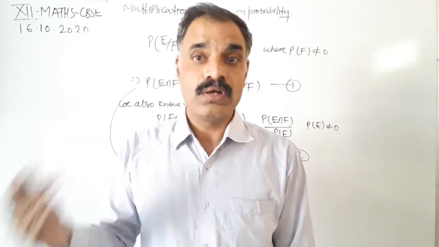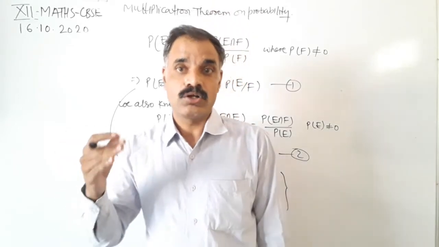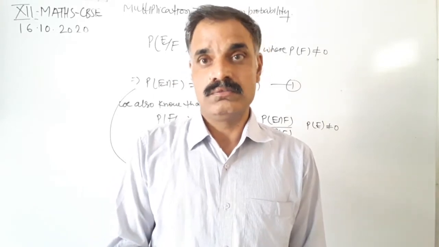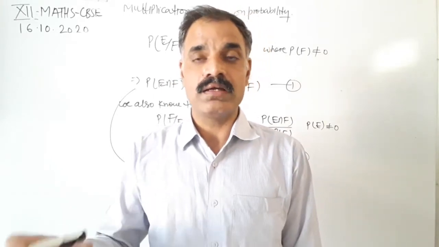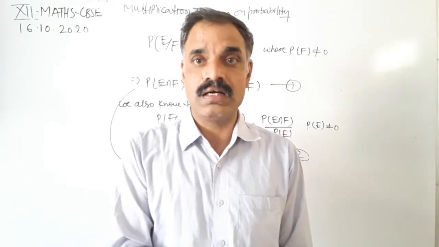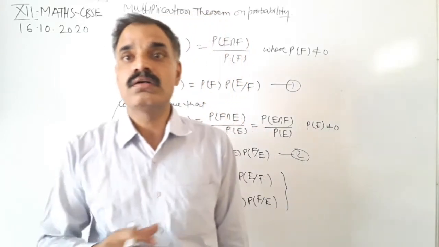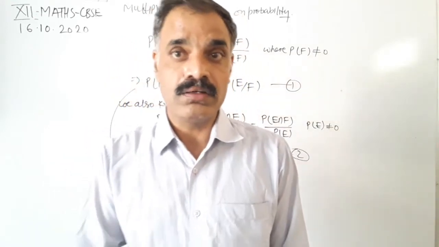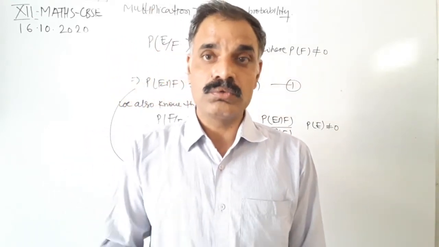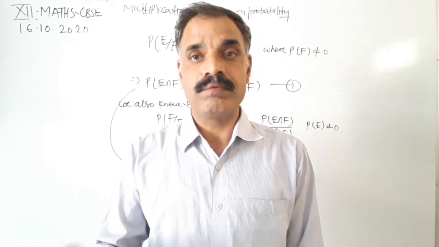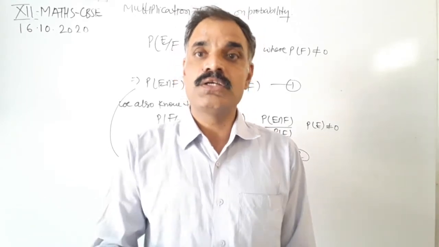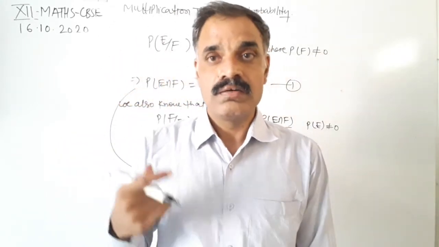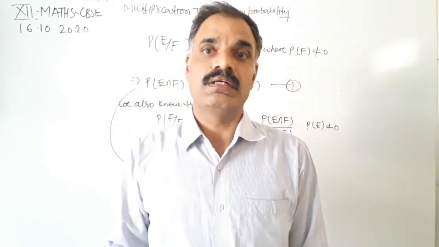For example, drawing two cards one after the other from a pack of 52 cards is an example of this. Can we find the probability? We can find the probability of drawing two cards one after the other from a pack of 52 cards by using this formula. So this is the multiplication rule of probability.